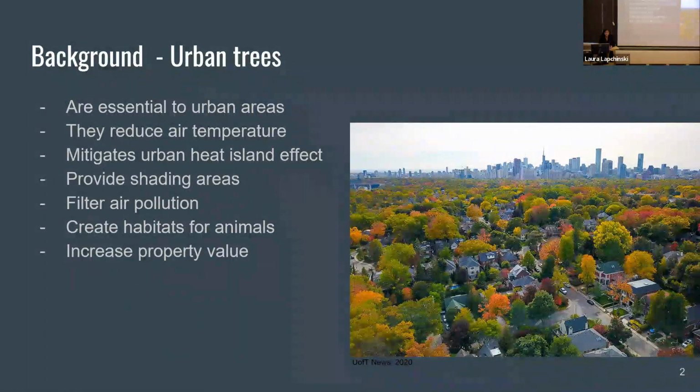So it is important for us to know how the trees are doing in urban areas. In this project, I focused on the changes in tree growth rates and health condition with data collected from 2011 to 2022.